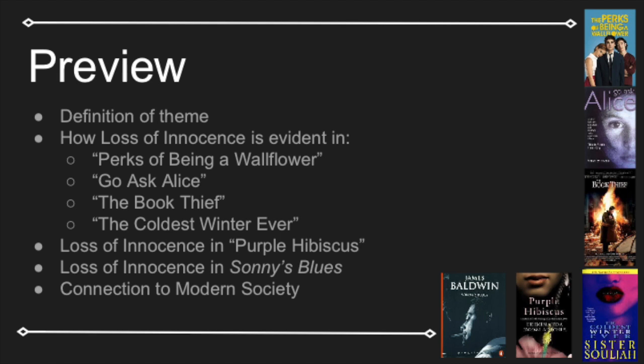We will begin the presentation by defining loss of innocence. Then, we will transition into how our theme is evident in the following novels: Perks of Being a Wallflower, Go Ask Alice, The Book Thief, and The Coldest Winter Ever. During the course of this presentation, we will also cover examples of loss of innocence that can be found in Purple Hibiscus and Sunny's Blues. To conclude, we will be discussing loss of innocence in our society today.